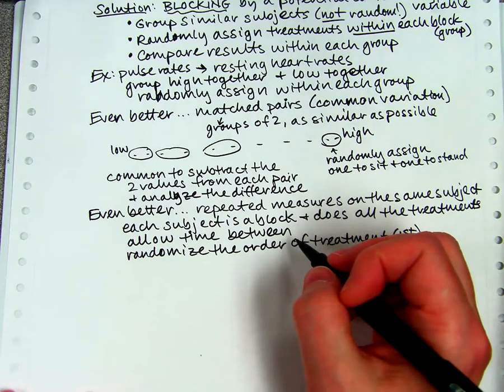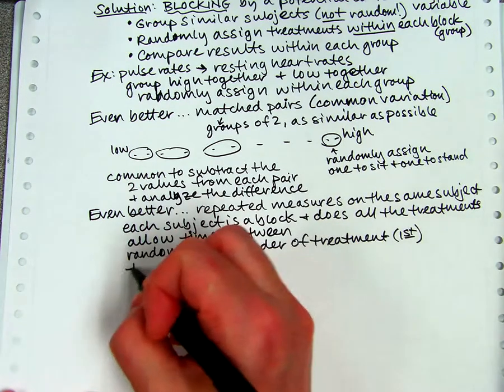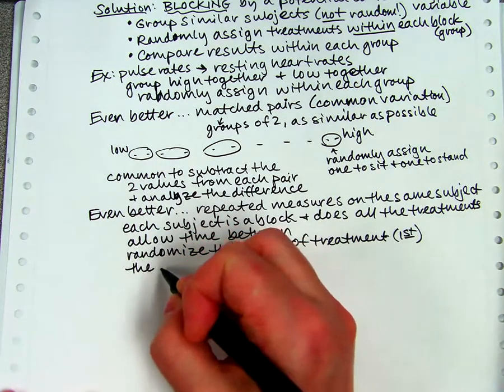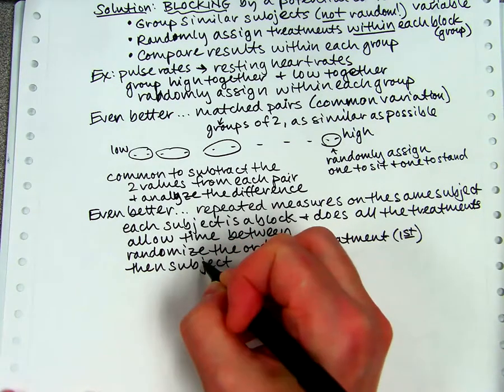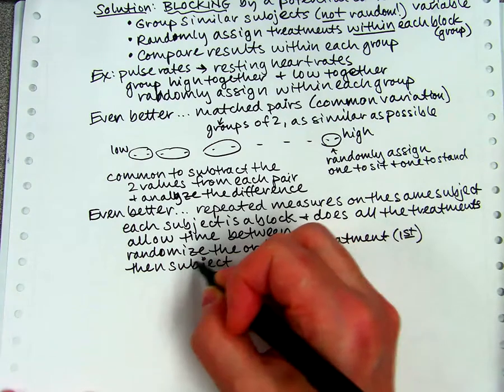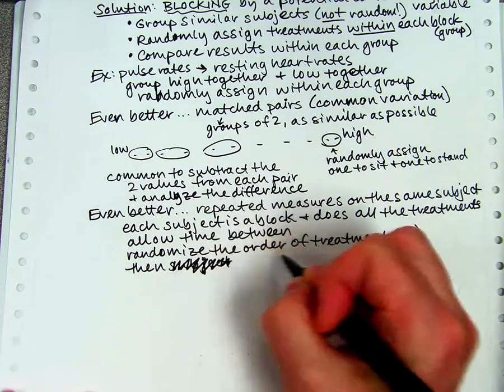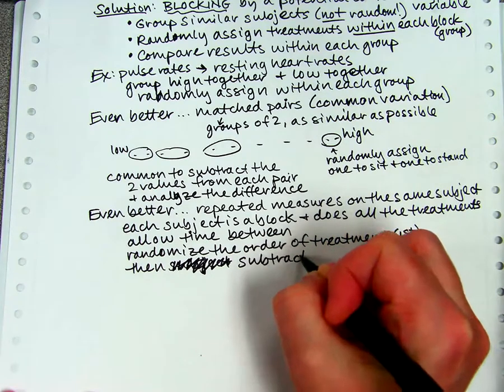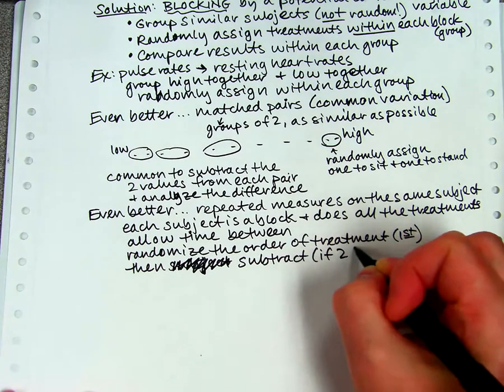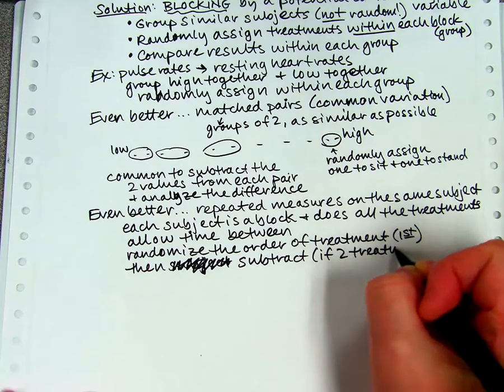So anyway, randomize the order, which is first, and then you would do the subtract. If there's 2 treatments, you would subtract. If there's more than 2 treatments, it would be more complicated than that. Oops, I meant to say subtract. I don't know why I wrote subject. Subtract if there's 2 treatments.